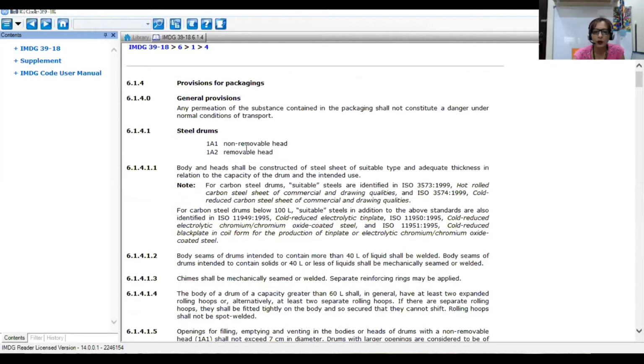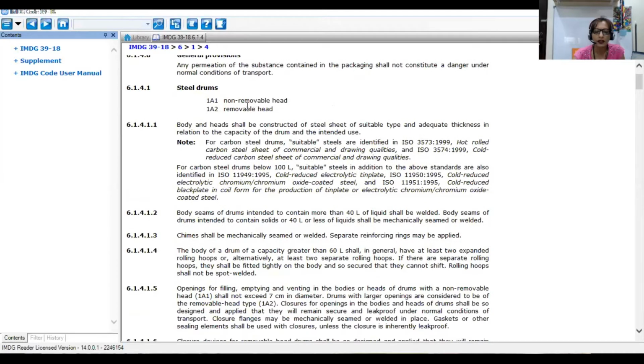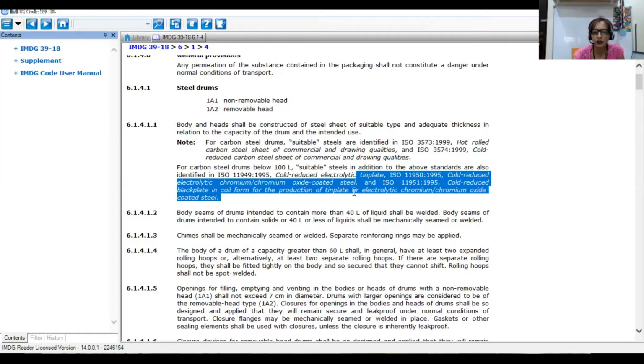So when you see a 1A1 or a 1A2, right? These are for your steel drums. One is a non-removable head and one is a removable head. And then they tell you the body and head shall be constructed of steel sheet of suitable type and adequate thickness in relation to the capacity of the drum and the intended use. For carbon steel drums, suitable steels are identified and they give you the ISO standards. For carbon steel drums below 1 liter, they indicate the standards that should be used.